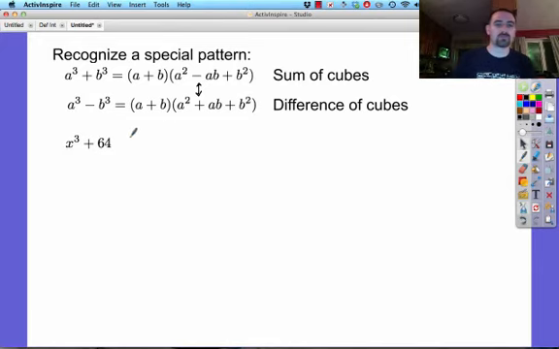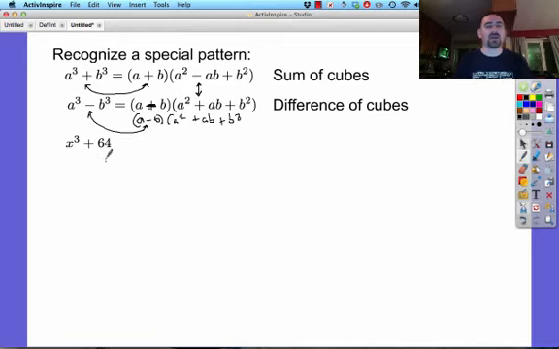Oh, no. And this should be a negative. Big minus there. Okay. So a minus b, a squared plus ab plus b squared. So this sign here is always the same as the sign up front. And this is the opposite. If it was plus here, it's minus here. If it was minus here, it's plus here. Okay? All right.